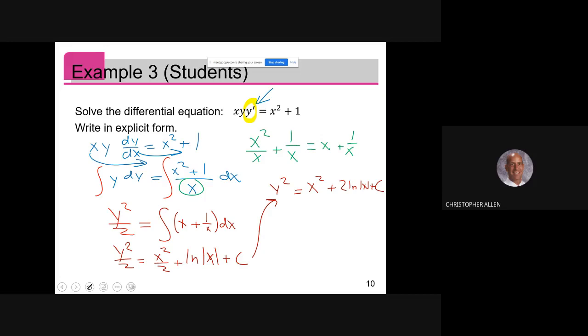Now, I'm almost done. I haven't mentioned this word in a while, but explicit means they just want you to get y by itself. So how do I do that? It's going to be the plus or minus, and we do have to do the plus or minus the square root of the stuff on the right. So plus or minus the square root of x squared plus the natural log of x squared plus c. That's your final answer.